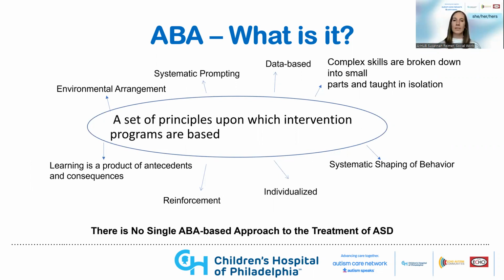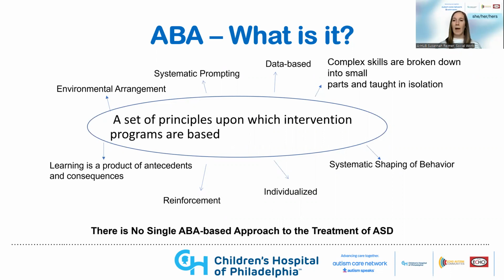Next. So when we talk about ABA and we're saying, what is this and what does this mean? ABA really is a set of principles upon which these interventions are based. So it's not one single program or one single way of interacting with a child or an individual with autism, but it's a really individualized program based on these principles. And there's lots of different terms on this slide that could be related to an ABA program. But I think some of the important things to take away are this idea that this should be very individualized to your child or to the individual that we're providing this service for.